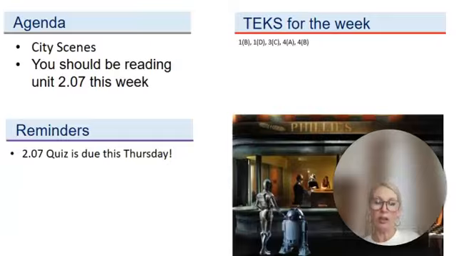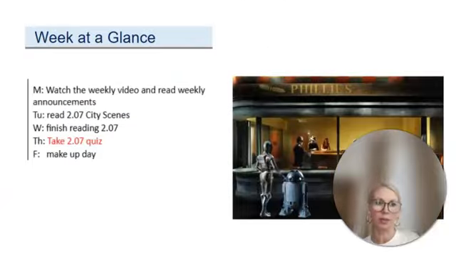Today, we are going to look at city scenes and learn about two American artists, Edward Hopper and Stuart Davis. These two artists both painted scenes of New York City, but they had very different styles. As we go through the lesson, pay close attention to the differences between their artwork.